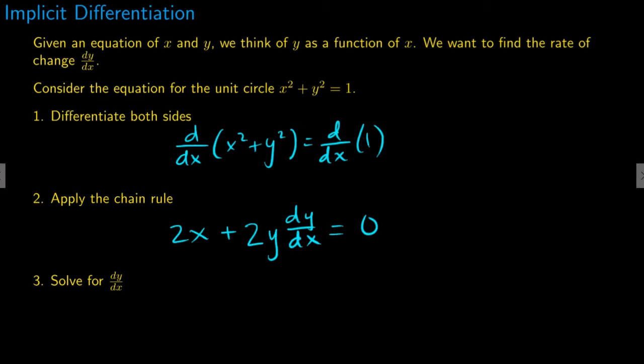And then all we have to do is solve for dy/dx. So we'll subtract 2x to the other side. We have 2y dy/dx equals negative 2x, and then divide by 2y to get dy/dx equals negative x over y.